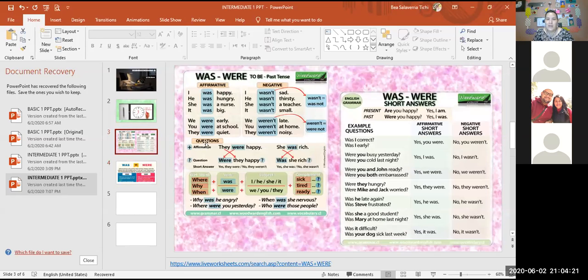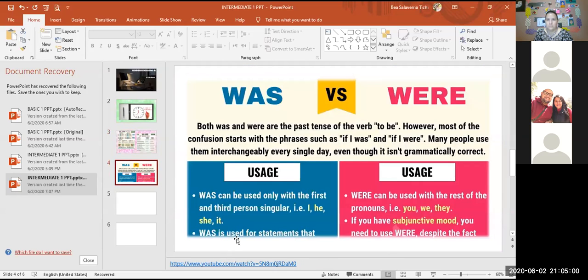I also remember I sent you yesterday this little chart for you to have. I don't remember if I sent you this. Can you tell me if I sent you the other one? This one, the was, were questions? No? Do you guys remember if I sent it to you? No? I think the practice is better, because when you can use simple was and were, if you practice more, it's better for us.